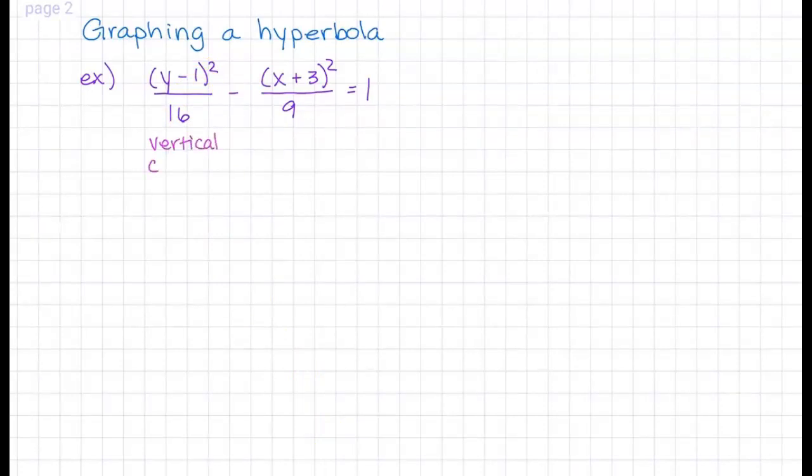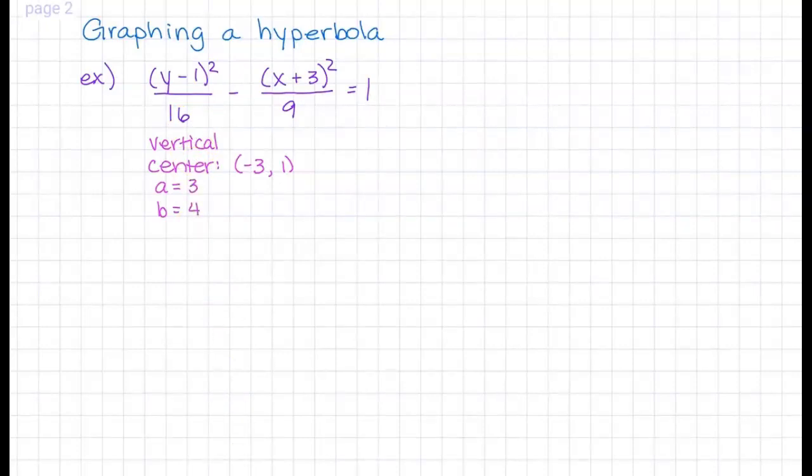We also know the center, and be careful with the center. h is always with x and k is always with y. So h is -3 and k is 1. So the center is going to be at (-3, 1). And then we can see A and B. Again, A is always with x, it's always going to be the horizontal distance. A is 3, because A squared is 9. And B squared is 16, so B will be 4.